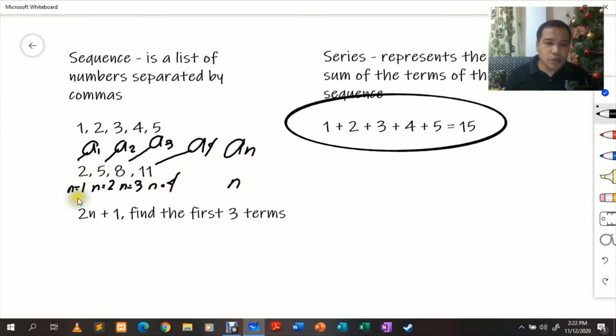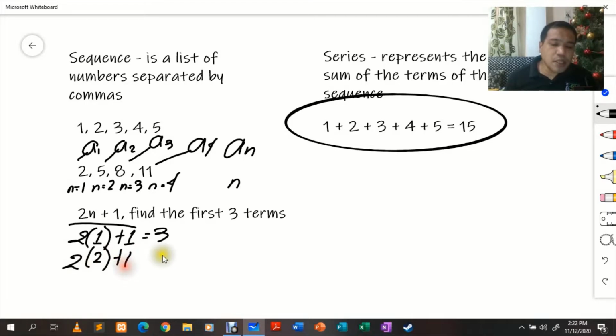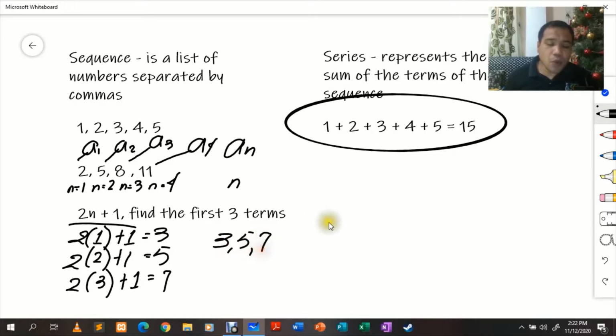So to acquire or to obtain a sequence, we can try to evaluate a formula. So for example, find the first three terms of 2n plus 1. So para gawin yon, we will substitute the n with 1, 2, and 3. So example, 2 times 1 plus 1, that is equals to 3. 2 times 2 plus 1 equals to 5. And 2 times 3 plus 1, that is equals to 7. So ang sequence natin is 3, 5, and 7. While our series is 3 plus 5 plus 7 equals to 15.